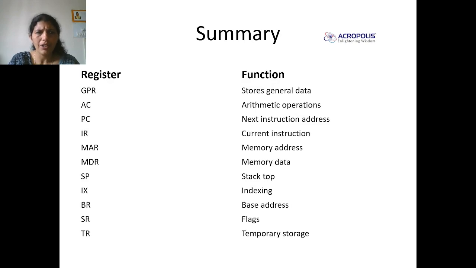Now we have a quick revision of all the registers. GPR for the general purpose register. Mostly these registers are mentioned in short form, like AC for the accumulator, PC for the program counter, next instruction register, IR for the current instruction, memory address register, memory data register, SP for the stack pointer, IX for the indexing, BR for the base address, SR for the flags, and TR for the temporary storage.